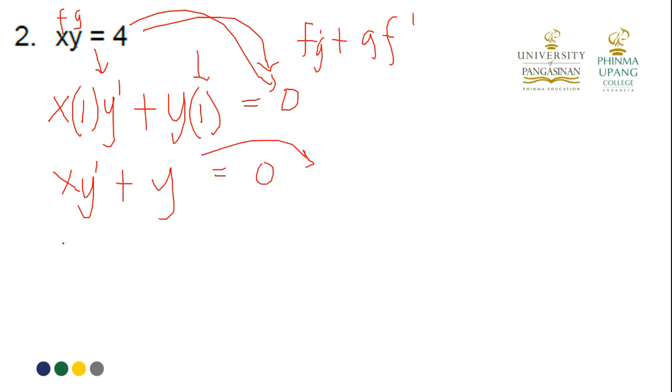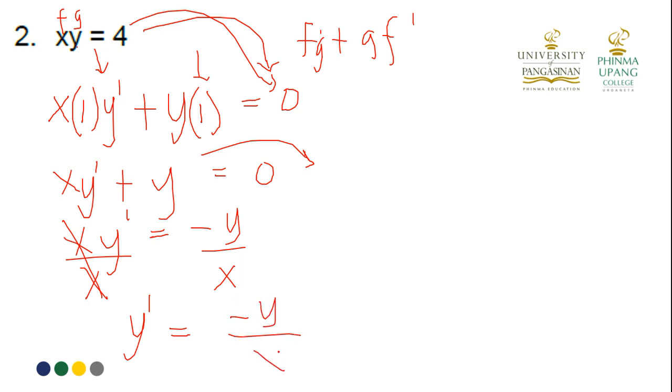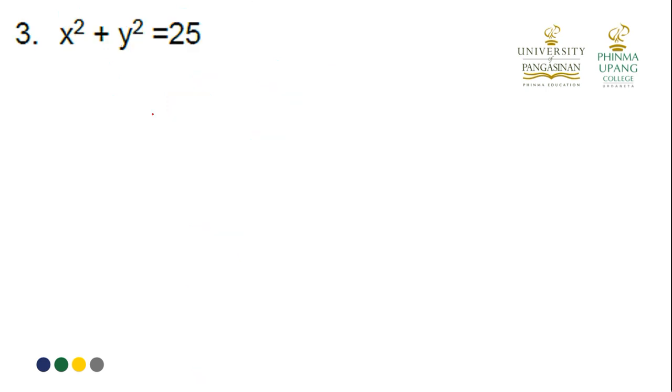Isolate natin palagi yung may y prime, is equivalent to negative y. Then, para ma-isolate natin yung y prime, division property of equality, divide natin both sides by x. Then, the answer will be negative y all over x. So, this is the final answer for number 2 problem. Okay, next. Number 3 naman. Oh, tingnan niyo itong number 3.